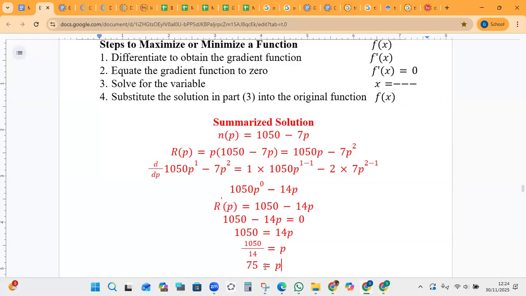And for the number of cars, we substitute 75 into the 1050 minus 7p to get the number of cars that will be rented.